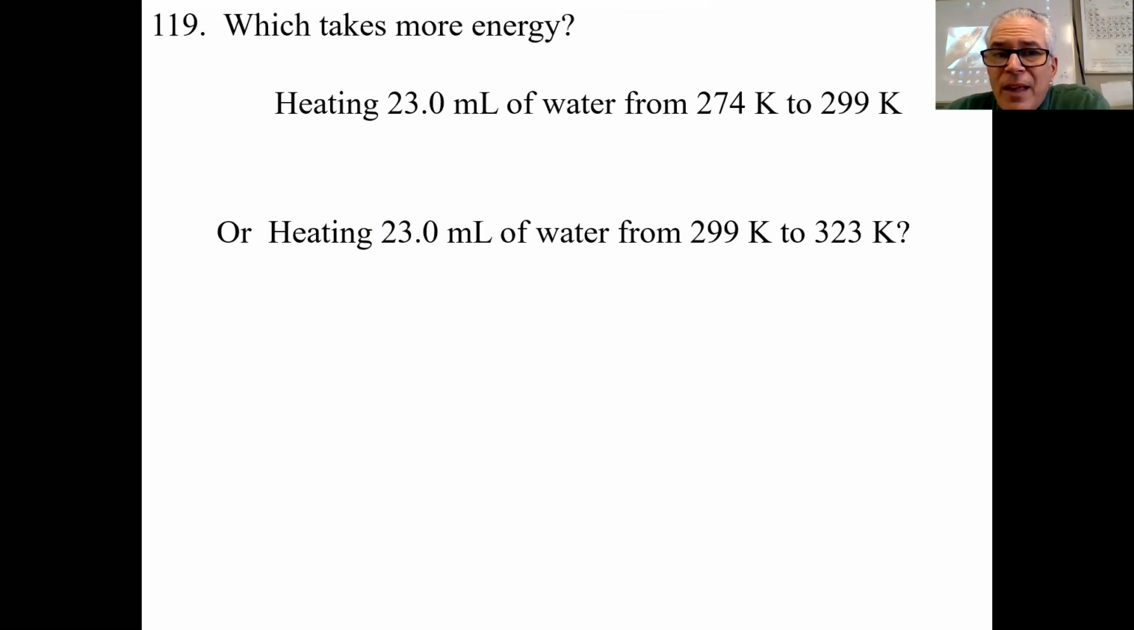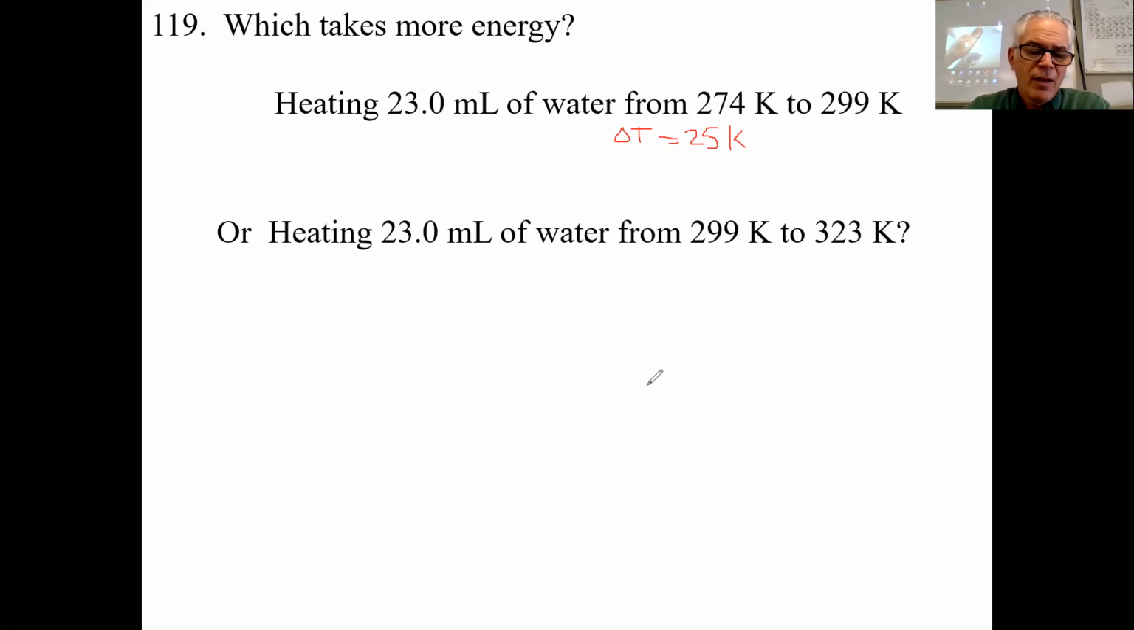Which takes more energy? Heating up 23 mLs of water by a little bit, or heating up 23 mLs of water by a different amount? Well, what are the delta T's? In the first one, the delta T looks to be, I could do this in my head, but I don't want to, 299 minus 274. The first one has a delta T, and I'll write this down so you can see it. The delta T equals 25 Kelvin.